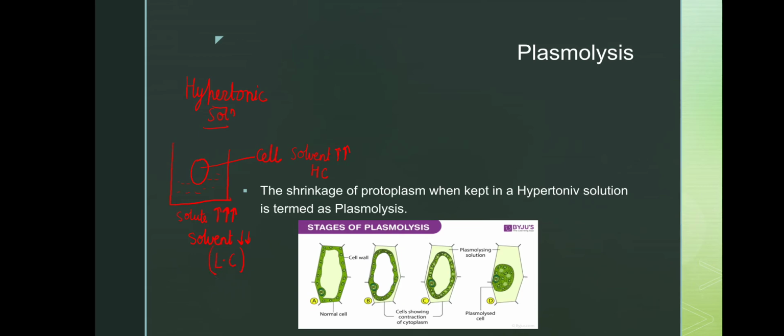And what we have discussed in osmosis, that the solvent tends to move from its higher concentration to the lower concentration. Now when the solvent starts moving outside, the cell will shrink in size. This shrinkage of cell when kept in a hypertonic solution is called as plasmolysis.